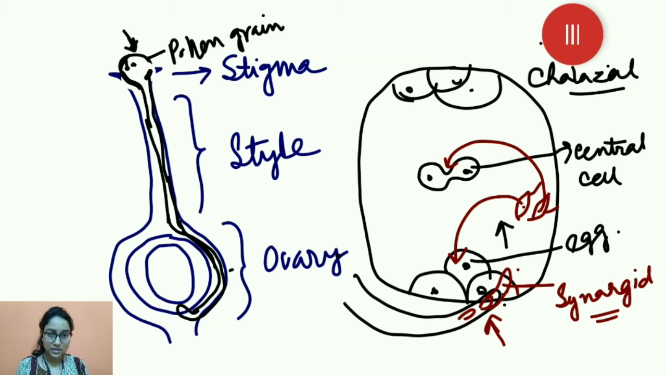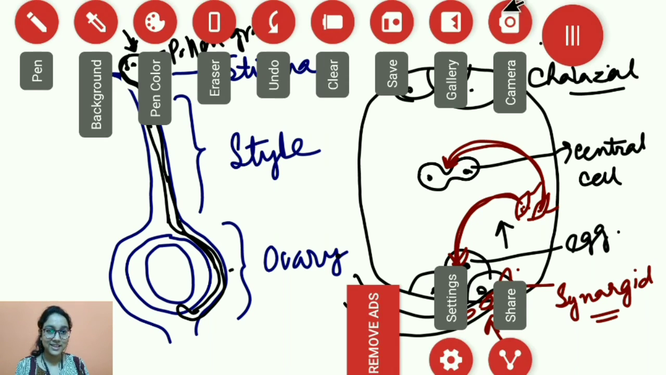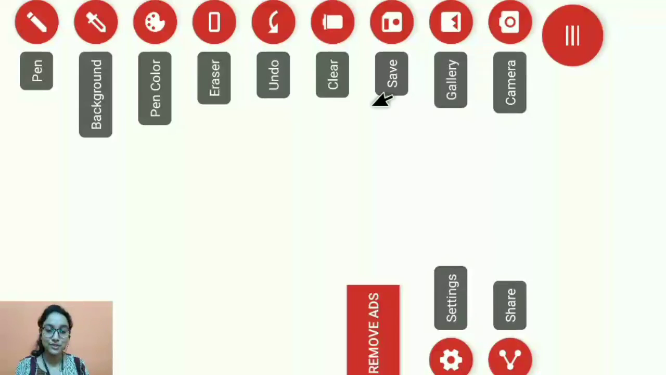As we can observe here, fertilization is occurring two times. The first time, one male gamete fertilizes the egg cell. The second time, the other male gamete fertilizes the central cell. So in angiospermous plants, the fertilization is known as double fertilization.